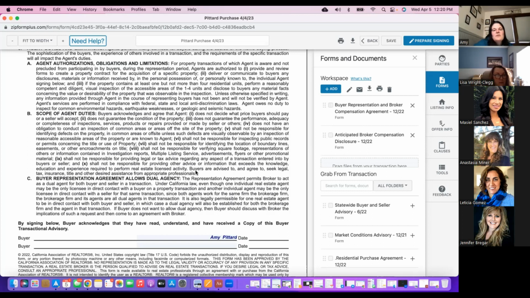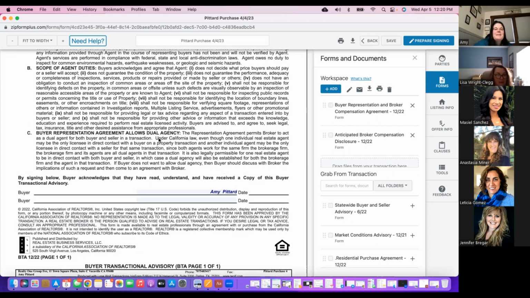Buyers are advised to and agree to seek legal, tax, insurance, title, and other desired assistance from the appropriate professionals. Phew. So glad they put that in there. It's still a mouthful, and it's really good that they read this document.